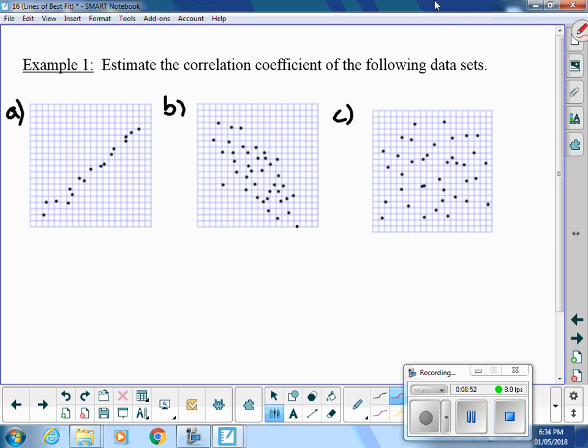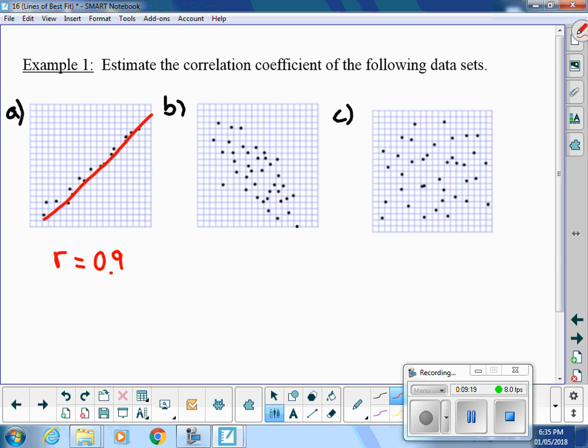So for part A, it doesn't matter what you got, as long as you have the idea here. It should be pretty high. If I try to draw a line of best fit, the points are really close to it. Not perfect, but they're all really close. So maybe we could call that 0.9 or 0.8. They're extremely close, and it's trending upwards from left to right, so it is positive.